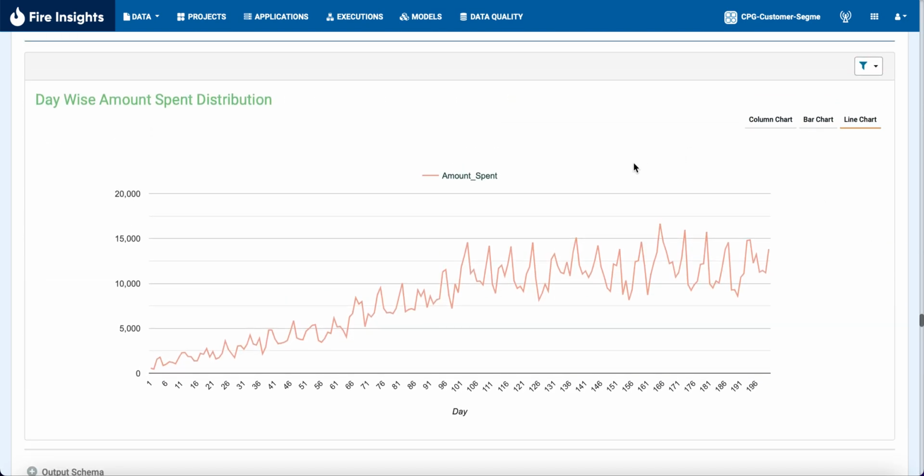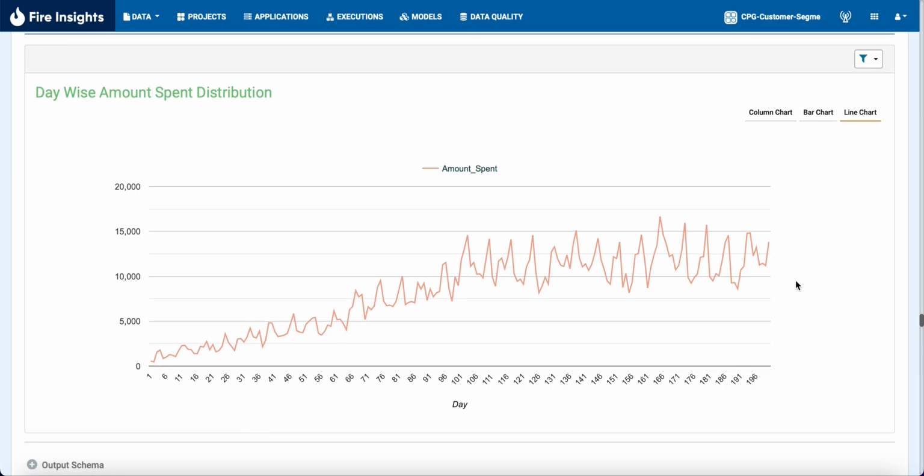Above, we also have a graph of the amount spent on each day. We can see how, as the year progresses, people spend on average more later in the year.